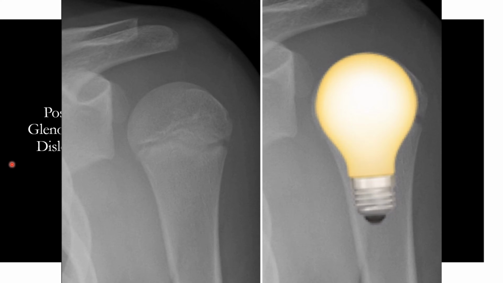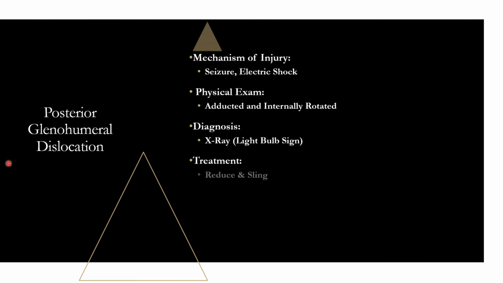And supposedly this kind of looks like a light bulb. I guess it kind of does. You can see because it's internally rotated, the tuberosities aren't showing here. And it just looks like this circle, and then you have the stem of the light bulb. That's called the light bulb sign. So be aware, they may mention that. And then treatment, very low yield, reduce and sling.